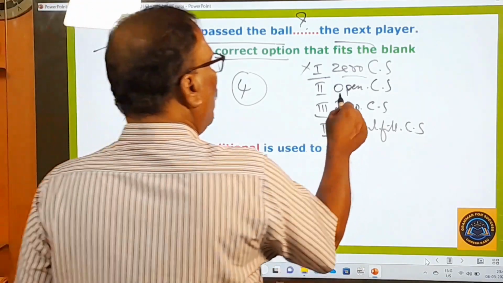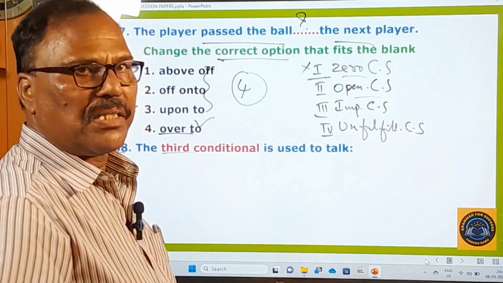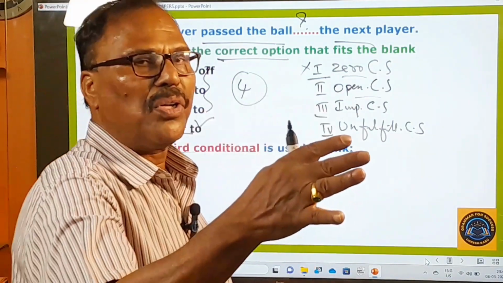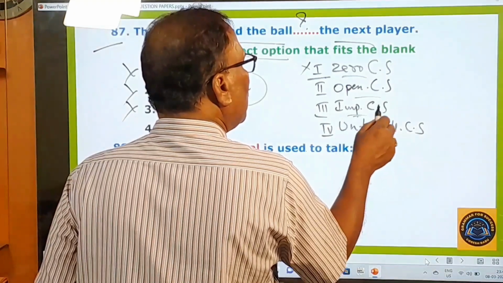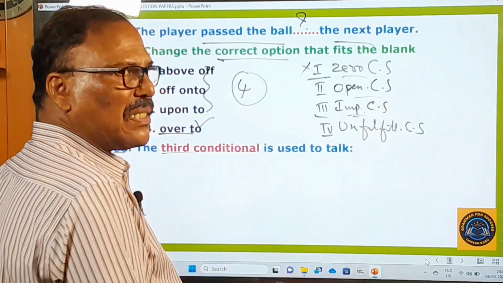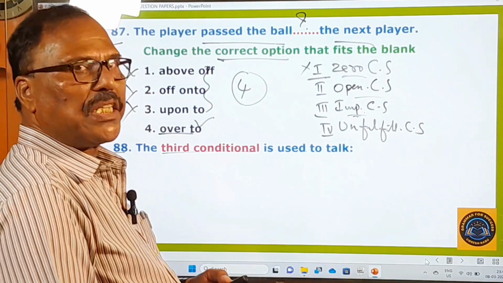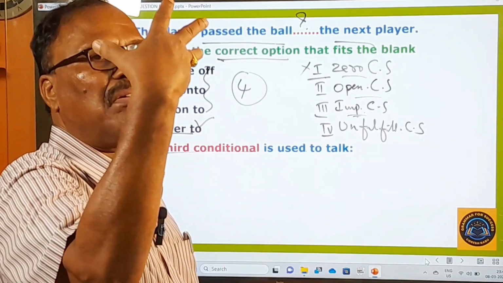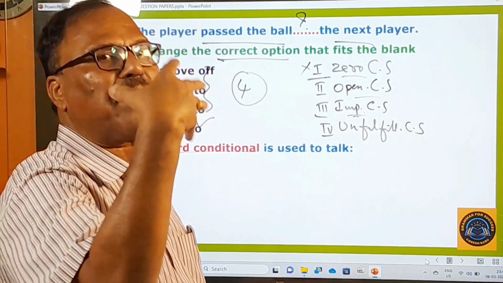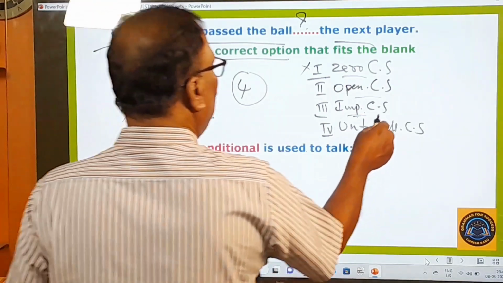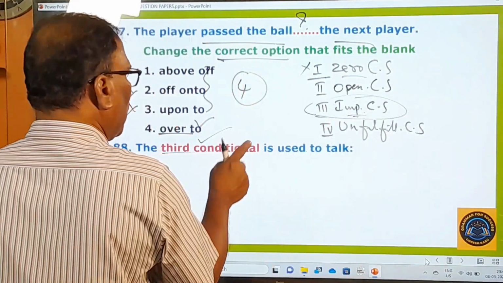Okay, in the open conditional sentences, general things are mentioned. If you drink more, you will die. That is there. So general things. In the third conditional sentences, impossible conditional sentences, you express only impossible things that are dreamt of happening. Here, impossible conditional sentence. So this is the third conditional sentence.